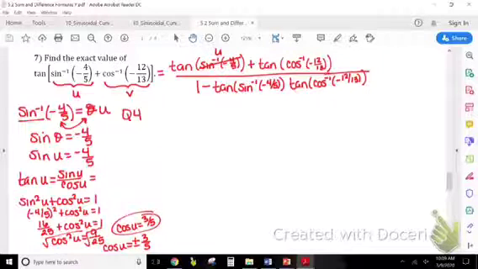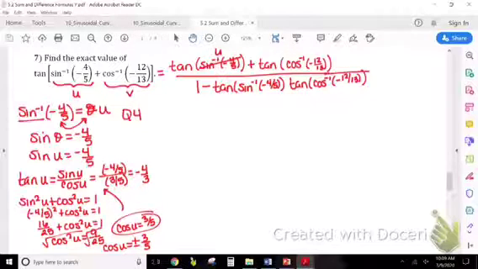So why did we need cosine u again? Why did we need to find that? Because tangent is sine over cosine. And so I'm going to take this, I'm going to come back up here now. We know sine is negative 4/5, and we know cosine is 3/5. So what is tangent? Negative 4 over 3. So we know tangent of u is negative 4/3.